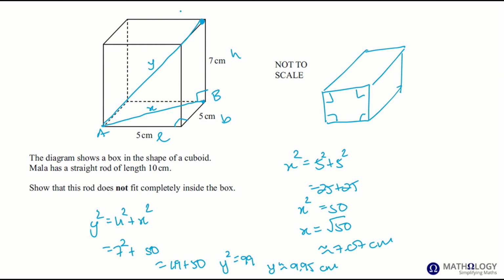So again, just label that C, that diagonal AC. The rod couldn't possibly fit from A to C because the rod is 10 centimeters in length and that diagonal AC is only 9.95 centimeters. So the rod does not fit inside the box, and that's how you answer the question.